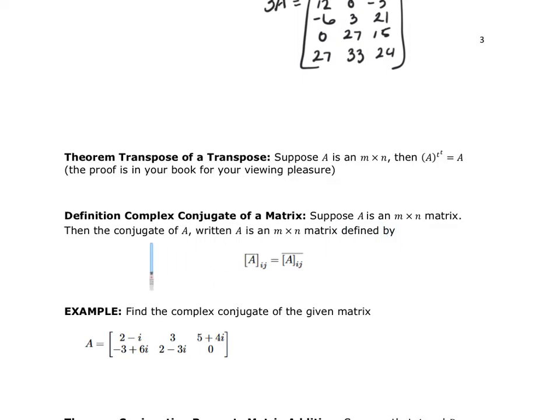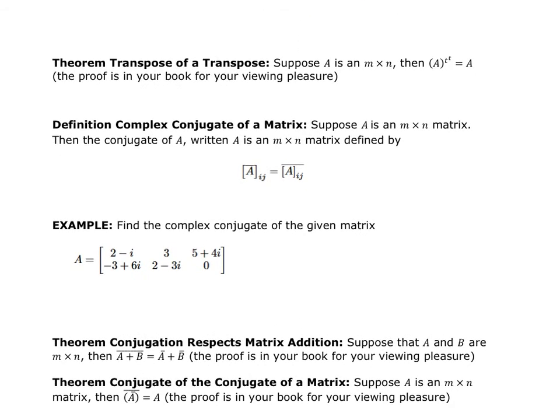The definition of a complex conjugate of a matrix: suppose we have A as an n by n matrix. The conjugate of A is also an n by n matrix, defined by this. So the conjugate of each individual piece is also the same thing as the conjugate of the matrix in and of itself. What the heck does this mean? Well, let's go ahead and do this example.